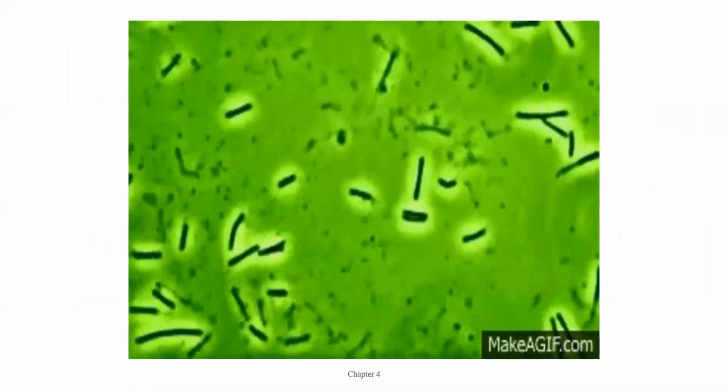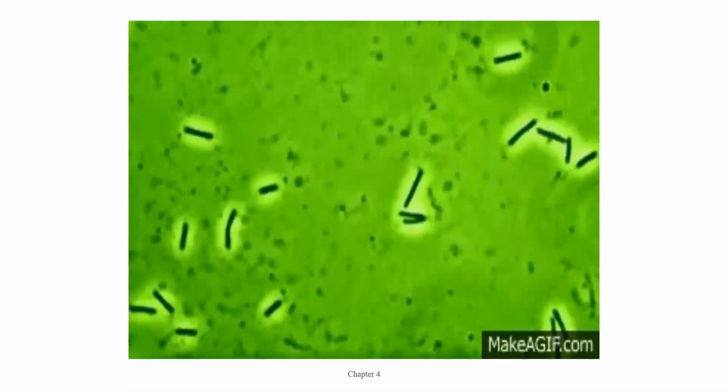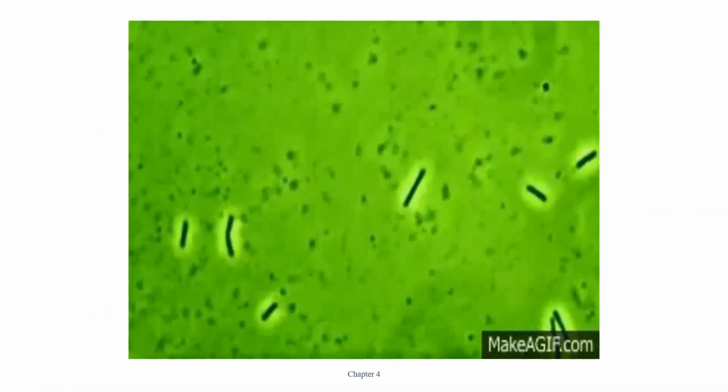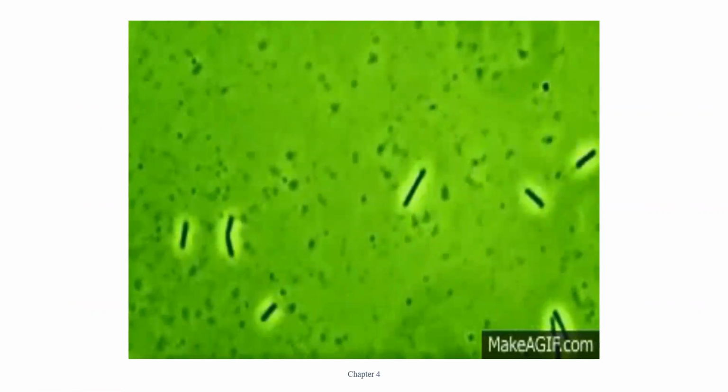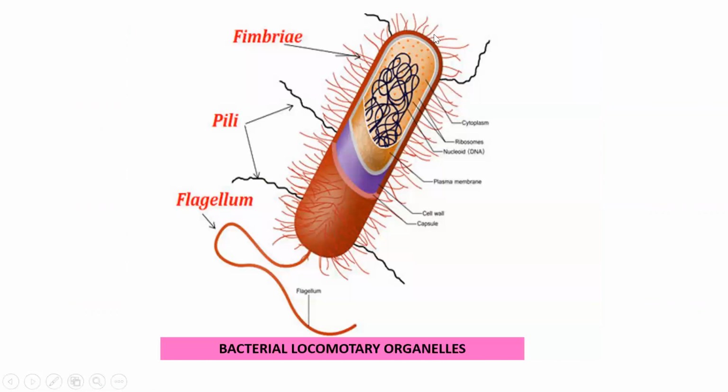We can see some bacteria moving with their locomotory organelles. Now we are going to discuss the locomotory organelles. So these are the three types of locomotory organelles. This whip-like structure is a flagellum. These are the pili, and the rest are the fimbriae.